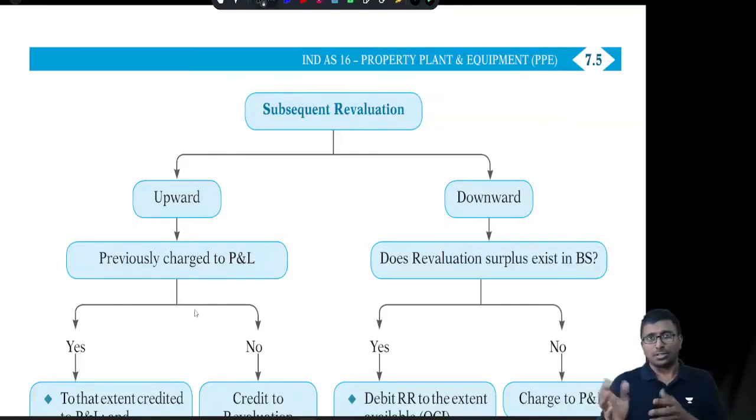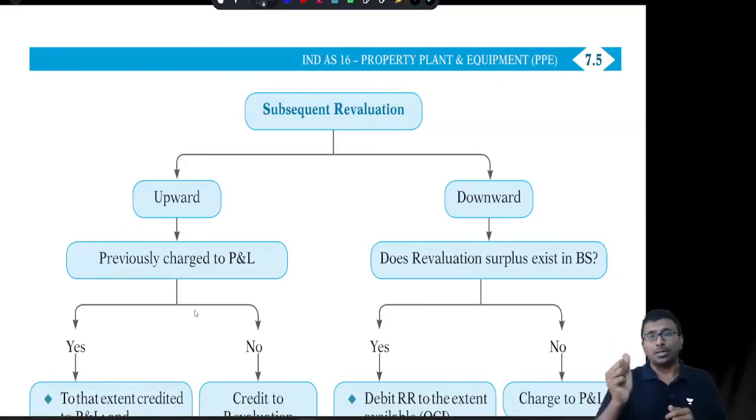Next option. Sir, first time we did the downward revaluation. Right. Second year it is further downward. Then again charge it to P&L. Next situation. First time it is downward, and second year it went up, sir.